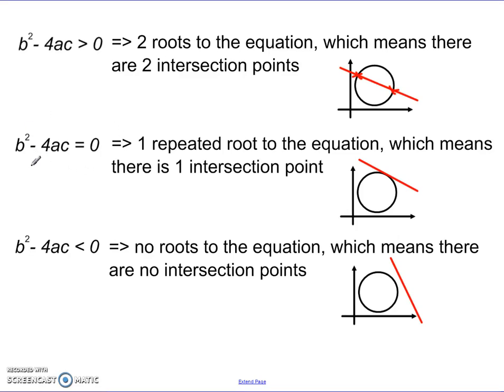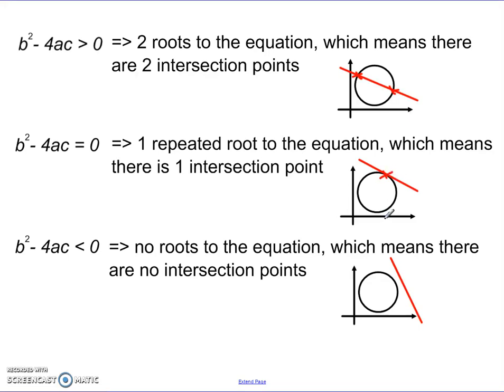The second one is, imagine we take b squared minus 4ac equal to 0. Think back to when we did quadratics. That means that there's 1 repeated root to the equation. So there's 1 intersection point, i.e. 1 point where the line touches the circle. So it looks something like this.